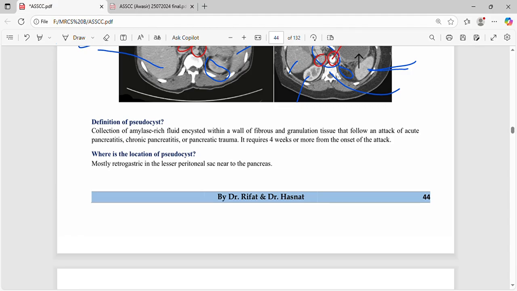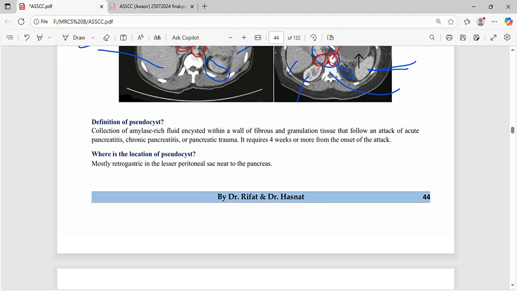definition of pseudocyst. So collection of amylase-rich fluid encysted within a wall of fibrous and granulation tissue. It does not contain a true capsule. So it's basically the compressed parenchyma. So amylase-rich fluid which is collected in the parenchyma of the pancreas, surrounded by granulation tissue or the parenchymal pseudo layer that follows the attack of acute pancreatitis, chronic pancreatitis, or pancreatic trauma. It requires 4 weeks or more from the onset of the attack.